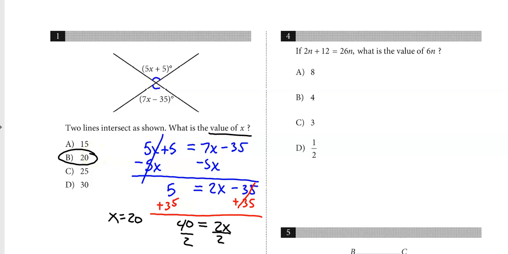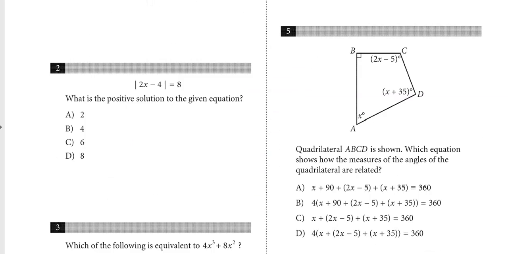If I plug 20 in for x, I get, looks like 105. And then 140 minus 35. So it checks out. They're both 105 degrees. Next one, scrolling on down to number 2.